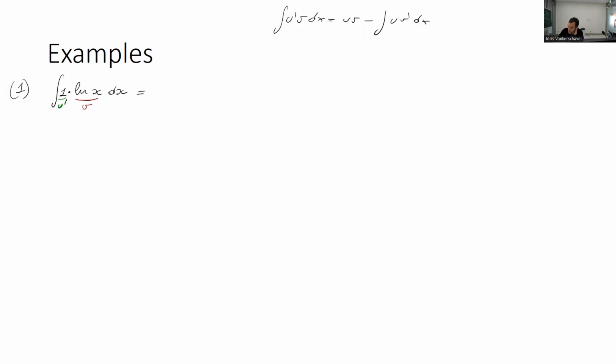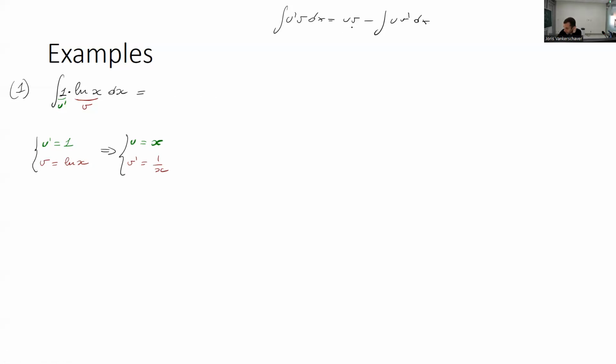And so now, let's maybe just for this once write it out, everything in full. So u prime is 1, v is ln of x, and therefore we can also write down what is u. If the derivative is 1, then the original function was x. And if v is ln x, the derivative is 1 over x. So now I can use my formula.